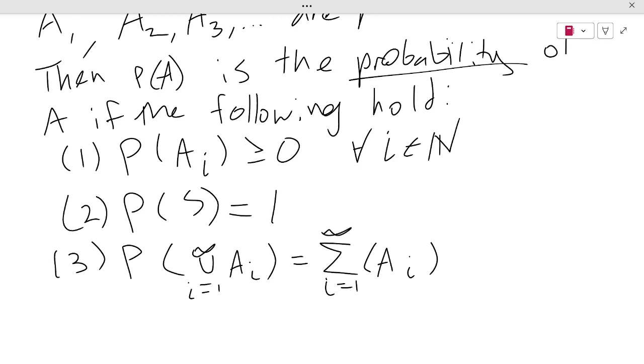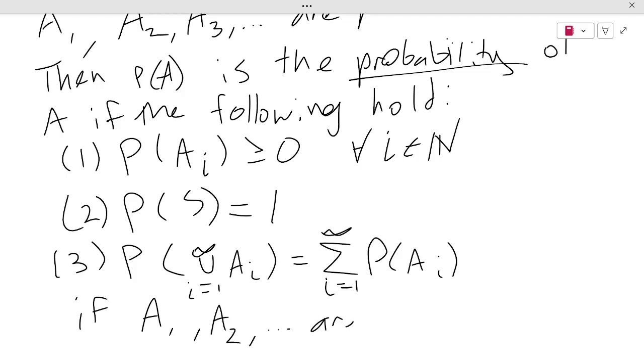I messed that definition up. My bad. Let me erase. Is equal to the sum of all the probabilities of those events. And then we also need to make real careful note. This only happens if our events are pairwise mutually exclusive. Okay. That's our definition.